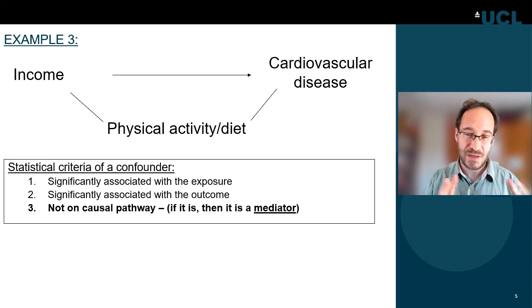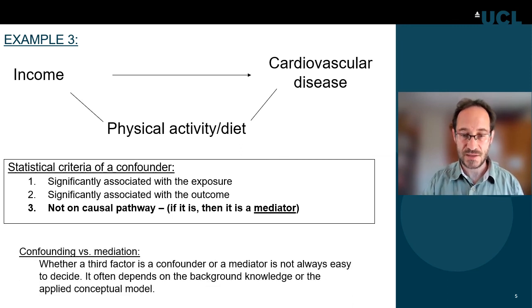However, there are many different pathways by which low income may lead to higher risk of CVD. One of them, for example, is the so-called psychosocial pathway, which does not include these lifestyle factors, but connects income and cardiovascular disease directly. So if you are interested in that particular pathway, you may consider physical activity and diet as confounders.